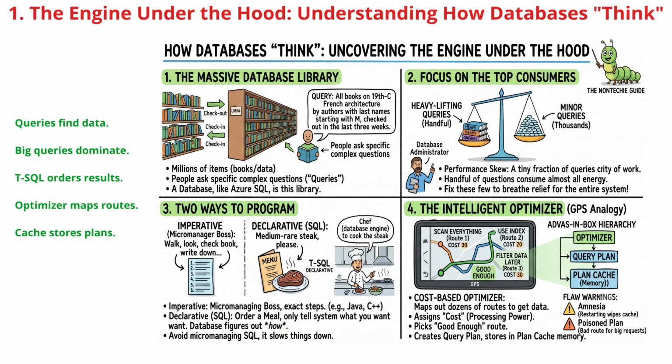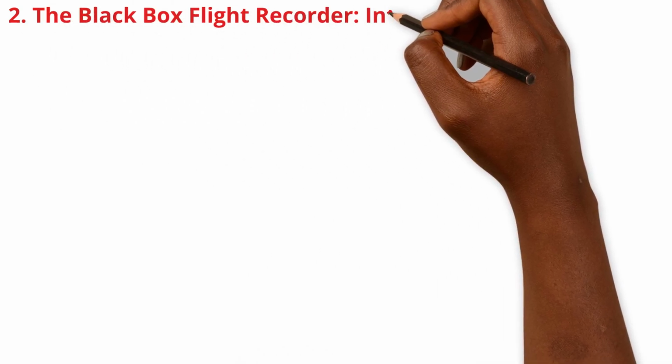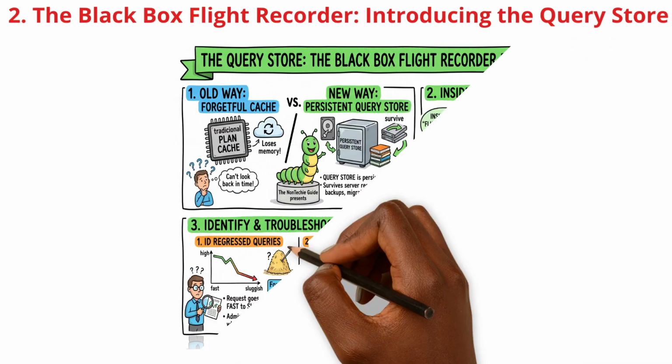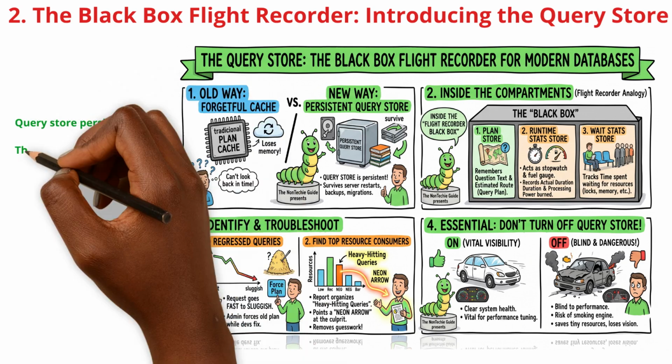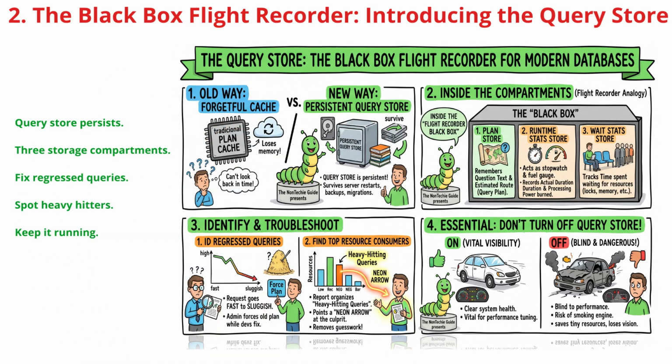That plan gets stored in the plan cache. But watch out for pitfalls, like cache amnesia after a restart, or a poisoned plan that works for small requests but cripples big ones. Historically, databases suffered from amnesia because the standard plan cache wiped clean on every server restart. Enter the Query Store, your database's persistent black box flight recorder.